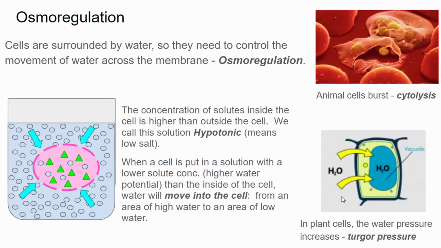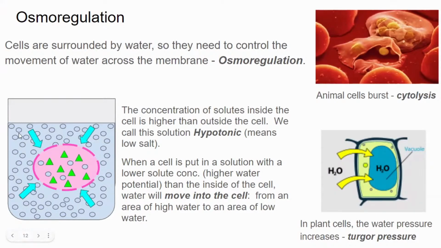This is a really important process for the cell. Okay, so as I said before, cells are surrounded by water. They've got a lot of it on the inside of the cell and they've got a lot of it outside of the cell. So they need to be able to control the movement of water across the membrane. And this is called osmoregulation. The concentration of solutes, salts, and other molecules inside of our cell, in this case, is higher than outside the cell. Okay, we've got all of these solutes, our green triangles are our solutes, and we can see that the concentration of them inside the cell is much higher than outside of the cell.